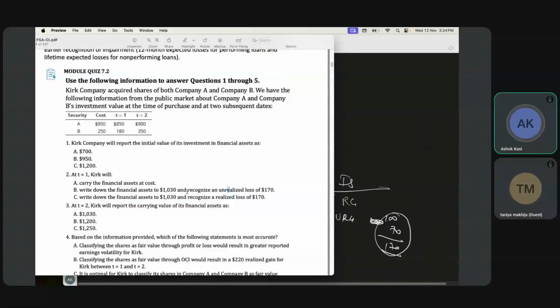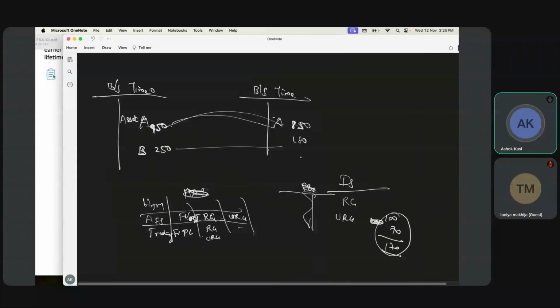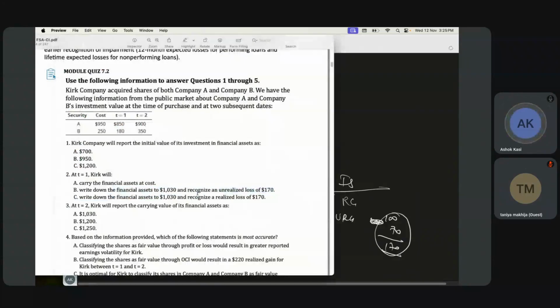And the written down value is 1030. This is matching. Yeah, 1030, and this is recognized as an unrealized loss. Recognized as realized? No, this is unrealized because these are shares, not bonds. Understood? Yes, sir. Okay, so the answer is B. Yeah, what is the next one?